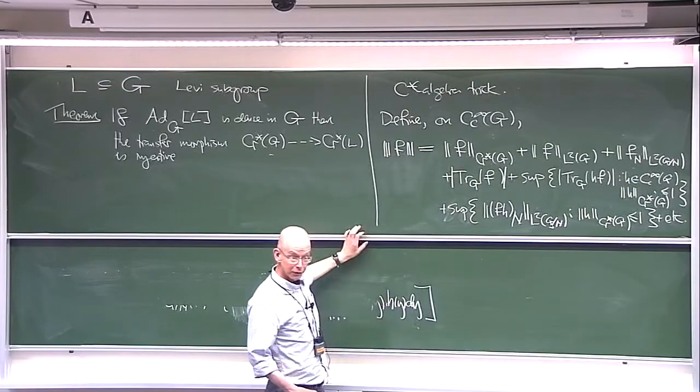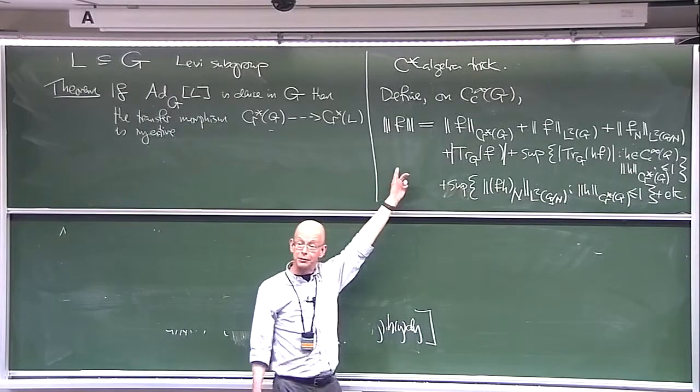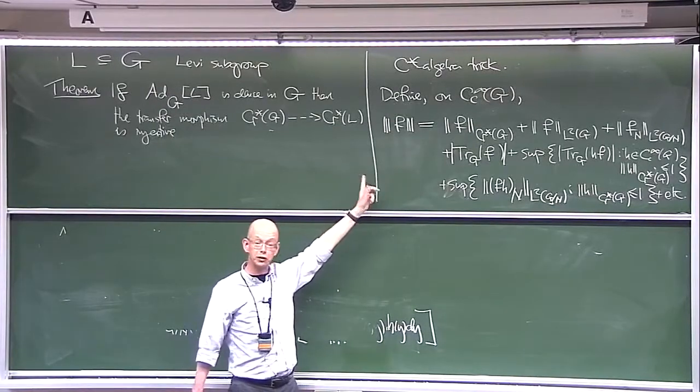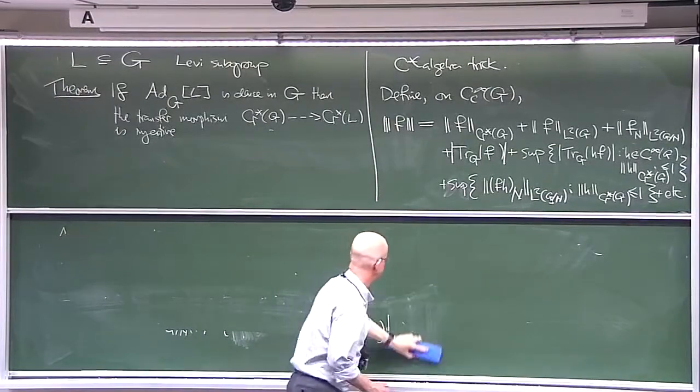And now let me tell you what the law is, which is telling me what I can put. So what I'm going to do is I'm going to take C_c infinity of G, and I'm going to take the norm completion with respect to this norm. Okay?